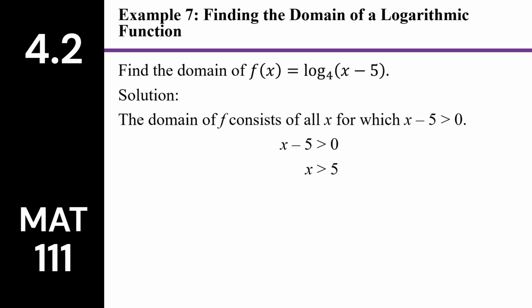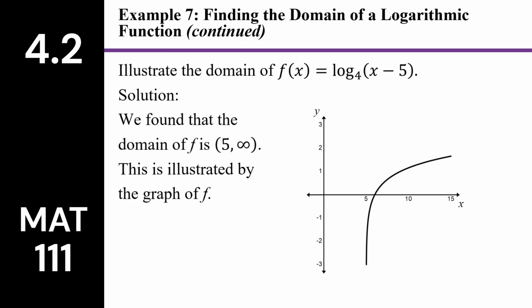We want to write that domain using interval notation. So x greater than 5 means that the domain of our function f in interval notation is written as parentheses 5, comma, infinity, parentheses. Now remember, the parenthesis is always written on infinity. The parenthesis next to the 5 means that it's greater than 5 but doesn't include 5.